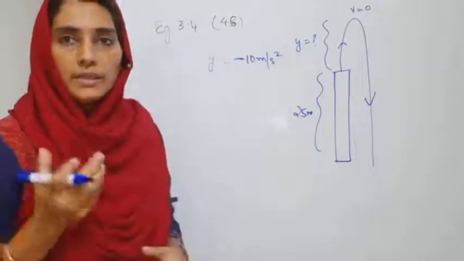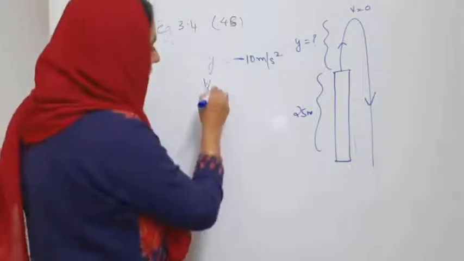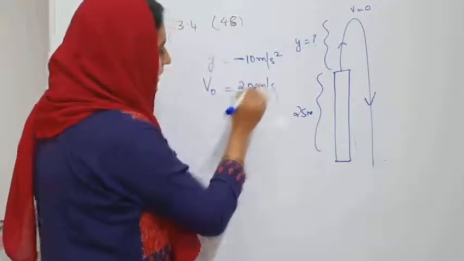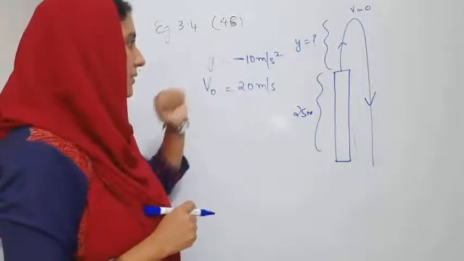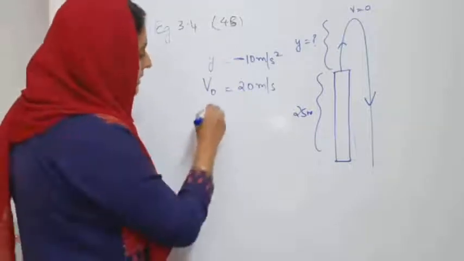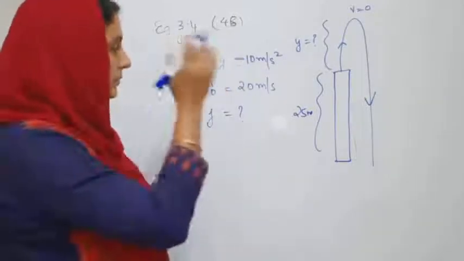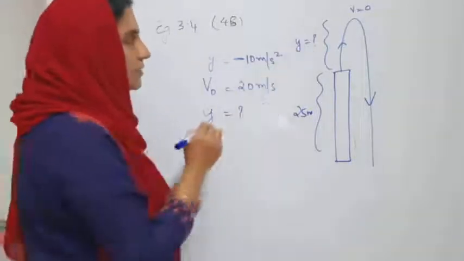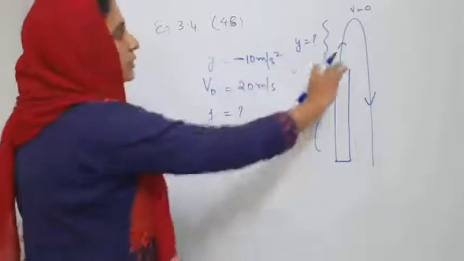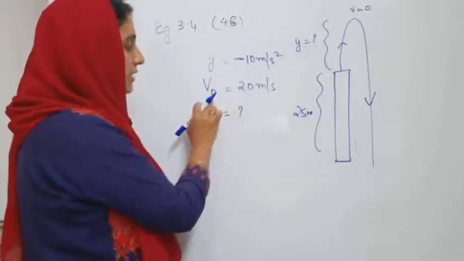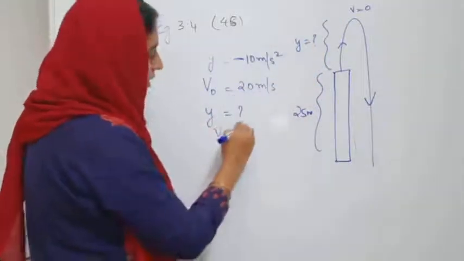The ball is given an initial velocity v0 equal to 20 meters per second. So we know the initial velocity of the ball, 20 meters per second, and the acceleration due to gravity g. You are to find the distance through which it rises to the maximum distance. When it reaches there, it stops momentarily. During its journey, its initial velocity of 20 meters per second will reduce and finally reach 0. So v is equal to 0.